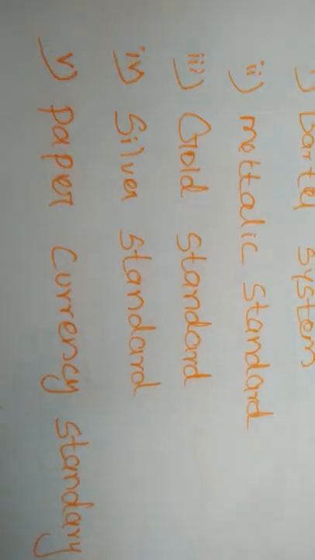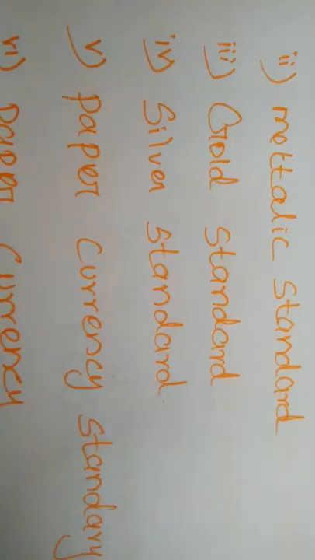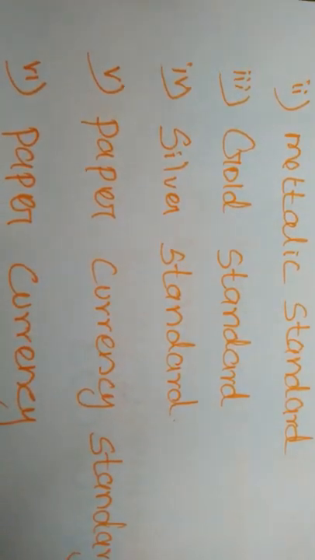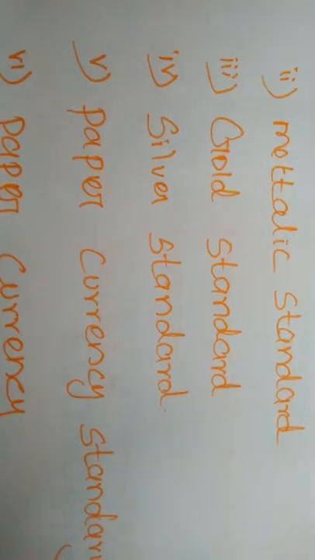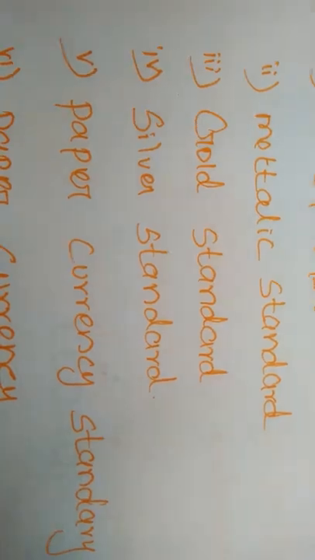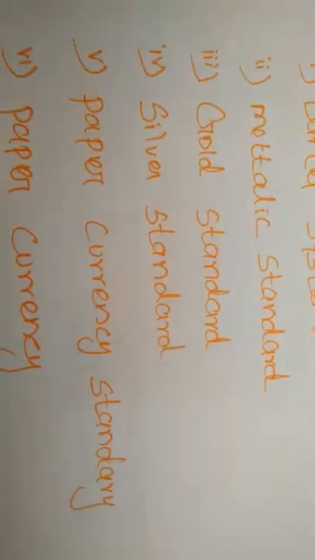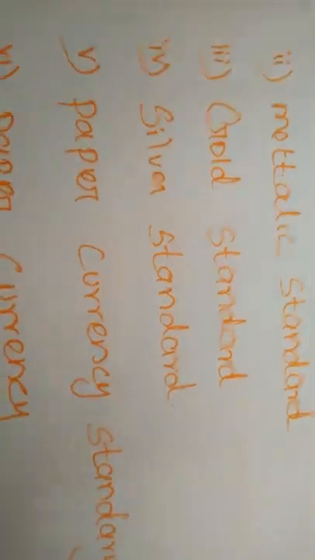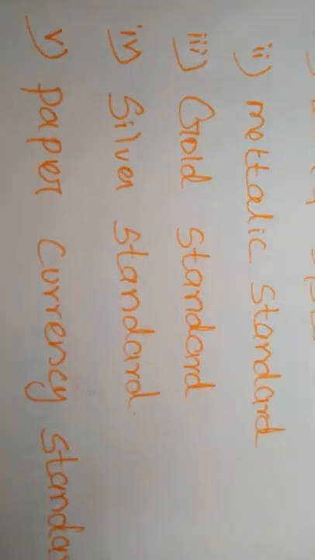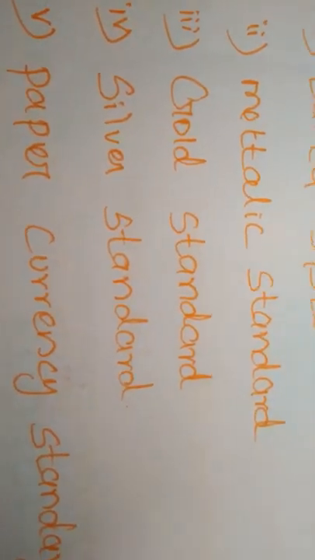Another one is the gold standard. The gold standard is a system in which the value of the monetary unit or the standard currency is directly linked with gold. The monetary unit is defined in terms of a certain weight of gold. Okay, so the monetary value. At that time, gold was used as the common measure of value instead of money or currency.